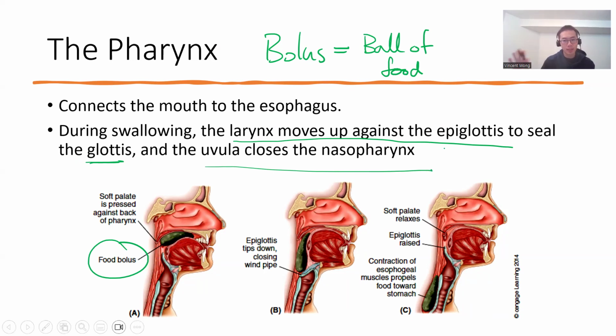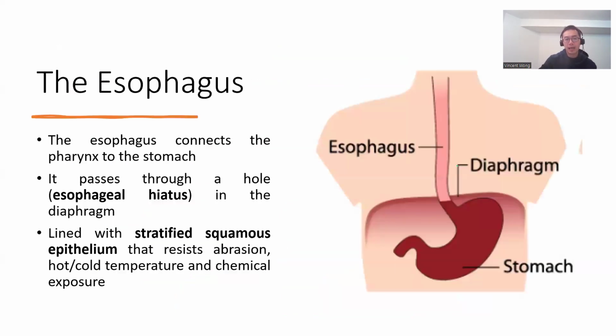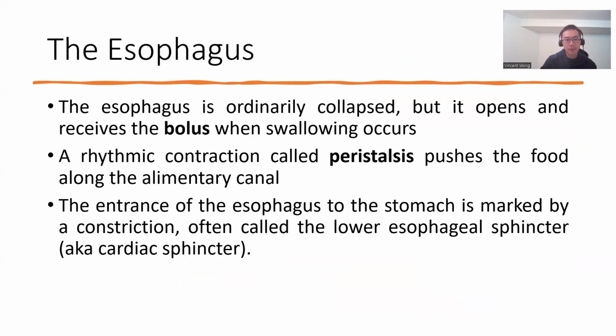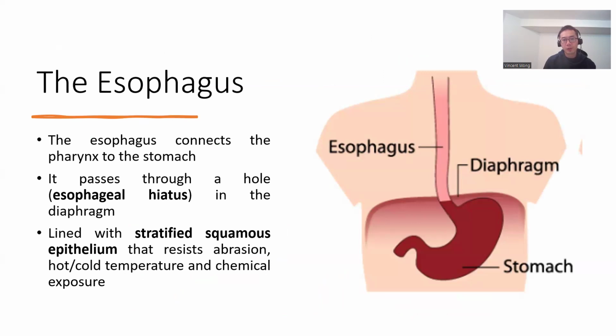Nothing is new. We know all these things already. So there's the bolus going down, and the food goes down the esophagus. As you know, the esophagus connects the pharynx, the back of the throat, to the stomach. And there's the diaphragm. And when we were labeling it, I told you there is a hole in it called the esophageal hiatus that allows the esophagus to go through.